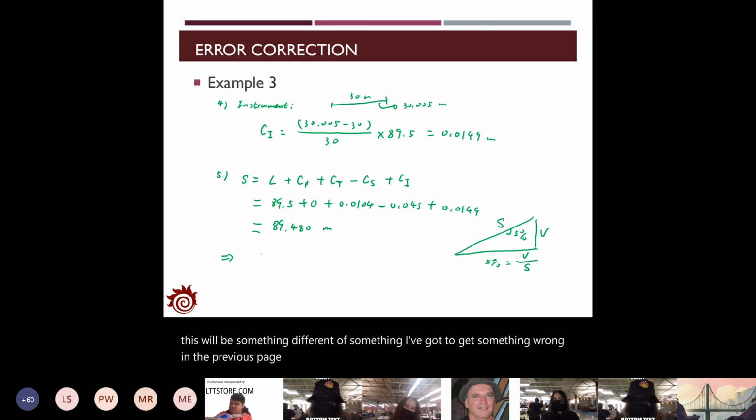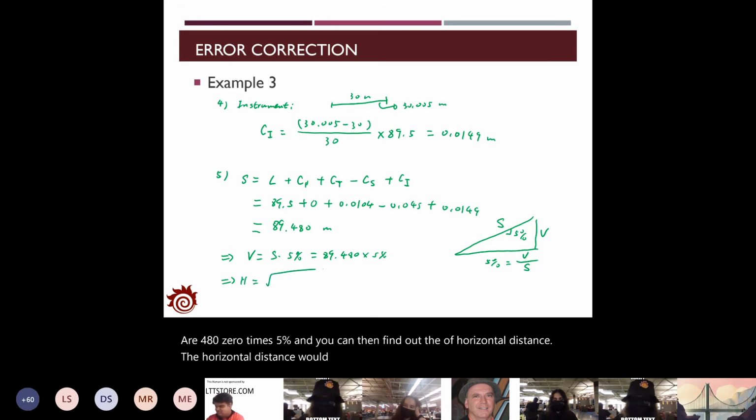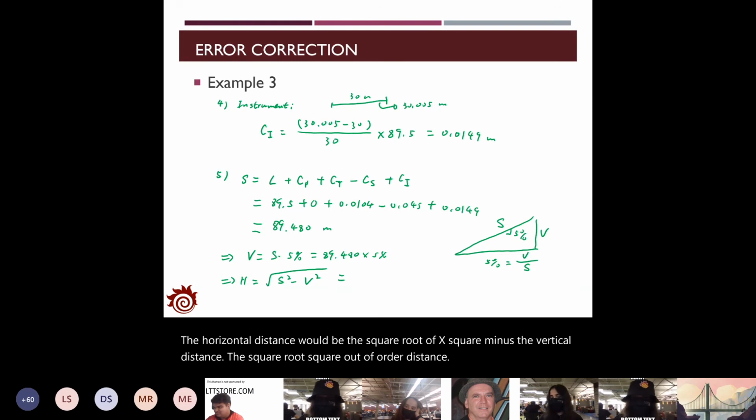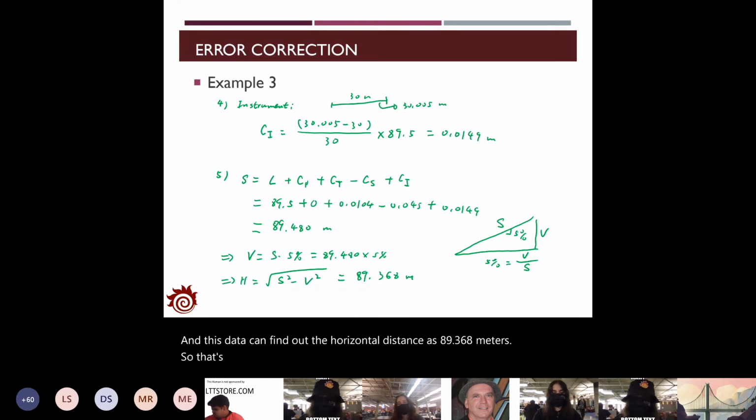So with that we can find out the vertical distance as S times 5%, that is 89.480 times 5%, and you can then find out the horizontal distance. The horizontal distance would be the square root of S squared minus the vertical distance squared. And with that, you can find out the horizontal distance as 89.368 meters. So that's the way for you to find out the horizontal distance.